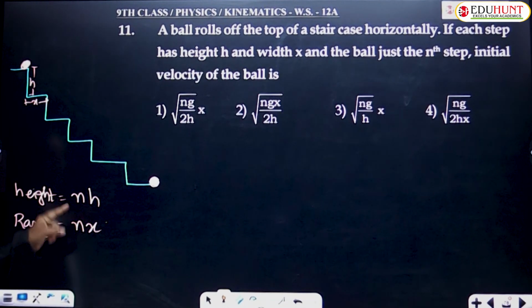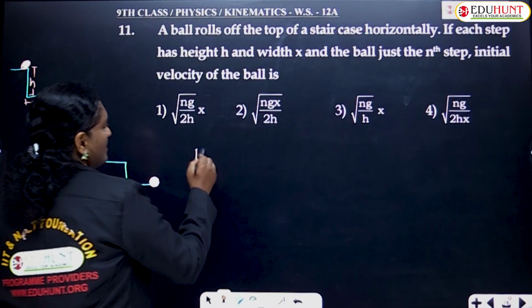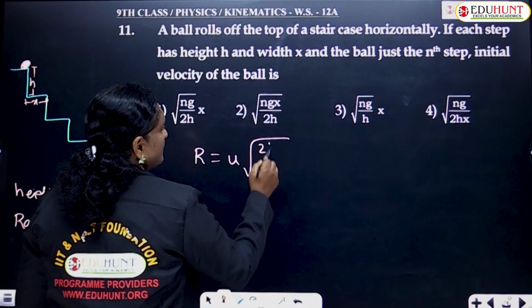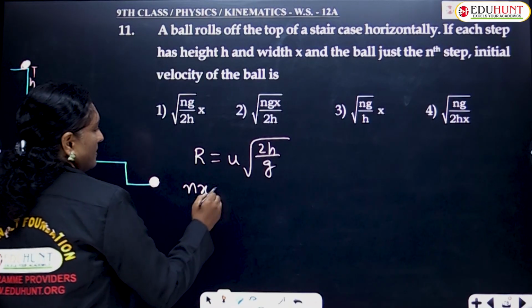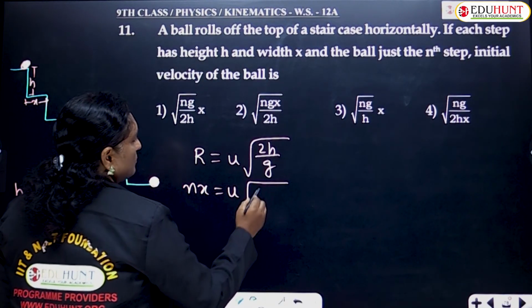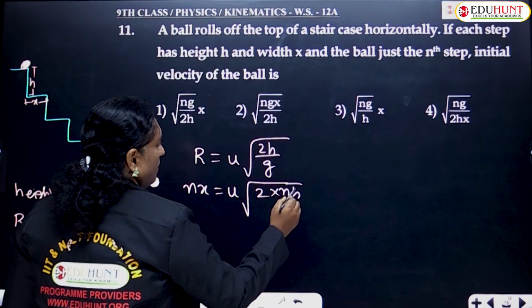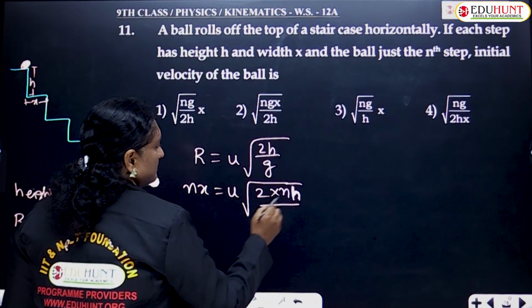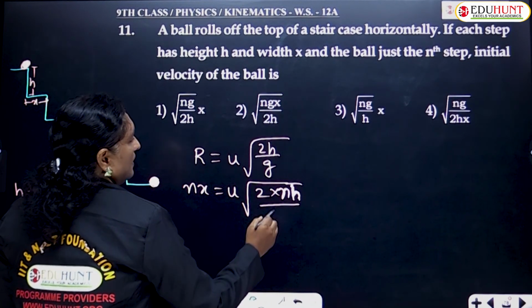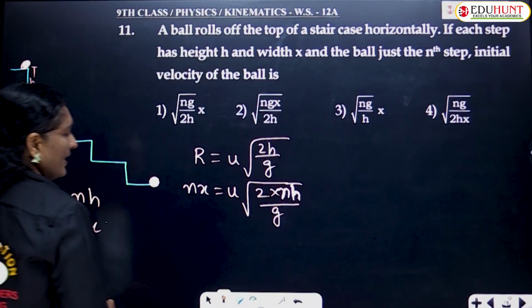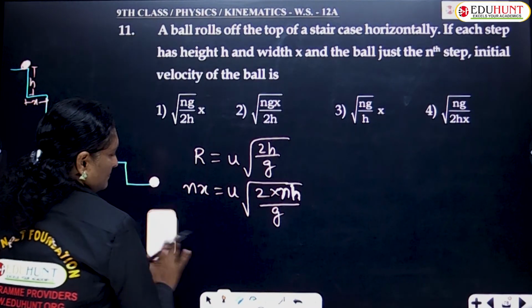So you know the value of h, you also know the value of range, and you are asked to find the initial velocity. The relation between range and initial velocity is R equals u times root over 2h by g. So instead of range, we can replace it with nx, equals u times root over, instead of the height, you can replace with nh, whole upon g.